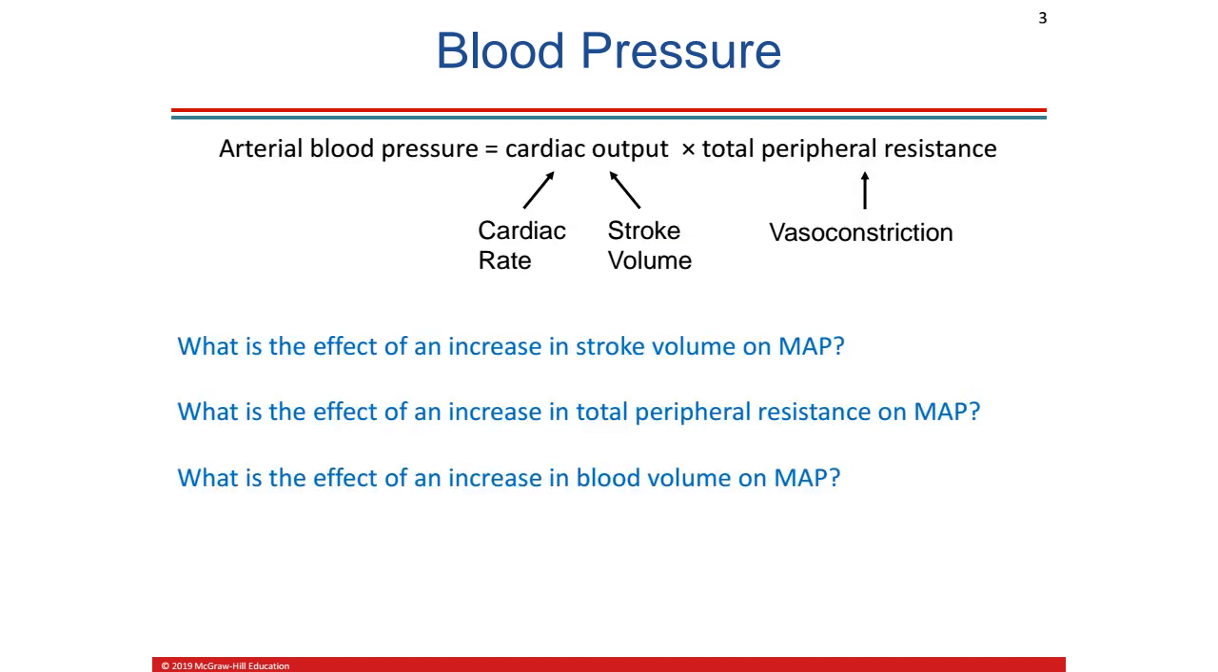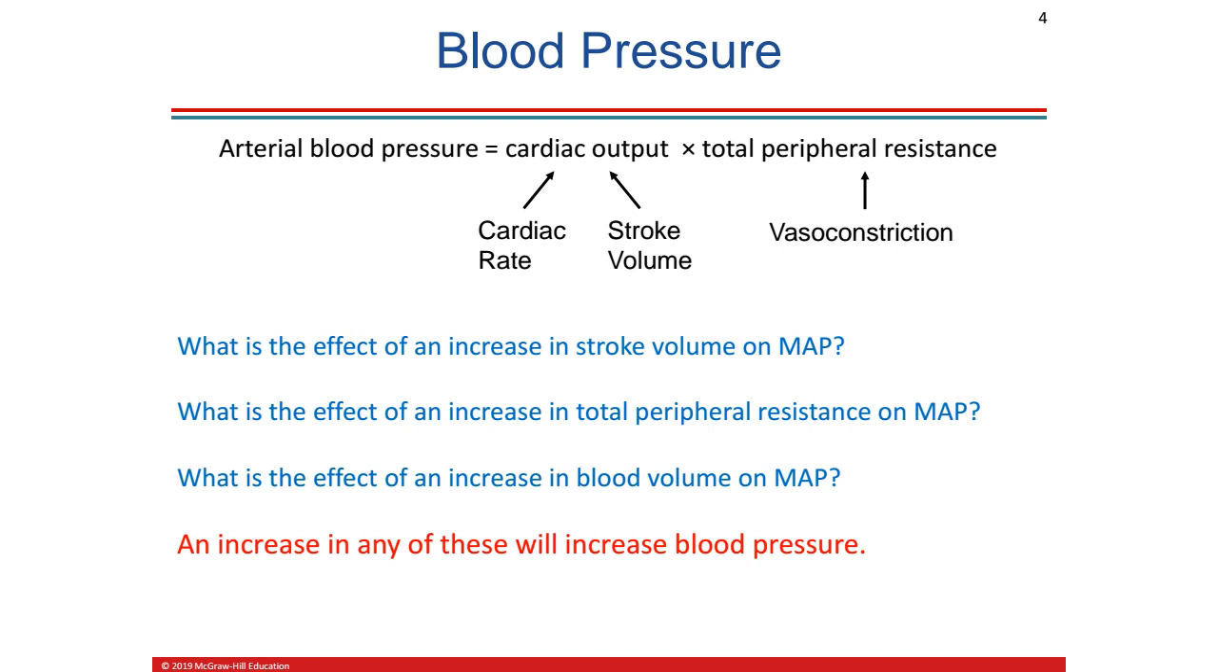So using this formula, what is the effect of an increase in stroke volume on mean arterial pressure? What is the effect of an increase in total peripheral resistance on mean arterial pressure? And what is the effect of an increase in blood volume on mean arterial pressure? The answer is that all three of these changes would result in an increase in blood pressure. Let's look at these in turn.